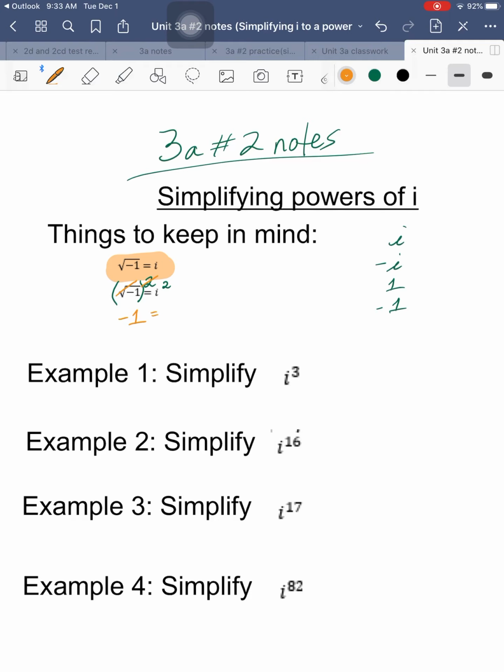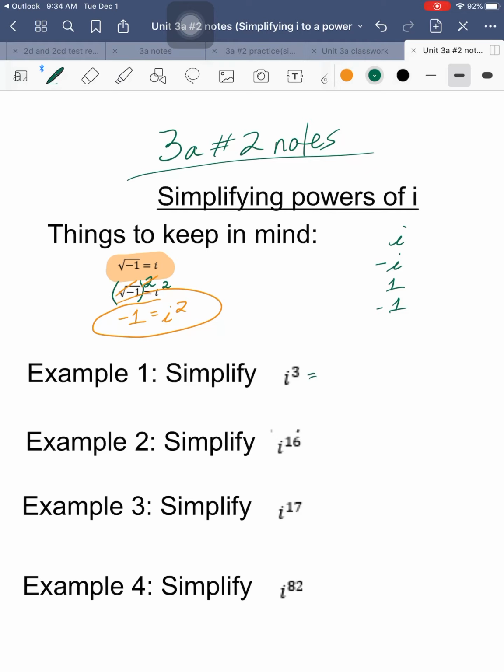And on the right side, you have i squared. So this is very important. Anytime you have an i squared, we can replace it with negative 1. The negative 1 is a real number, not an imaginary number, so it's much easier to work with. That's what we're going to do today: everything is going to be based off of i squared. So let's dive into example 1.